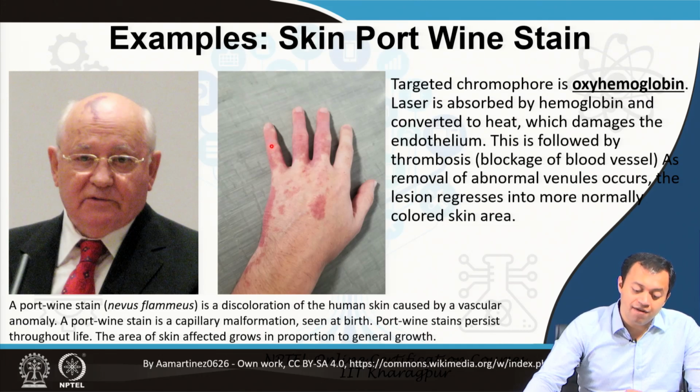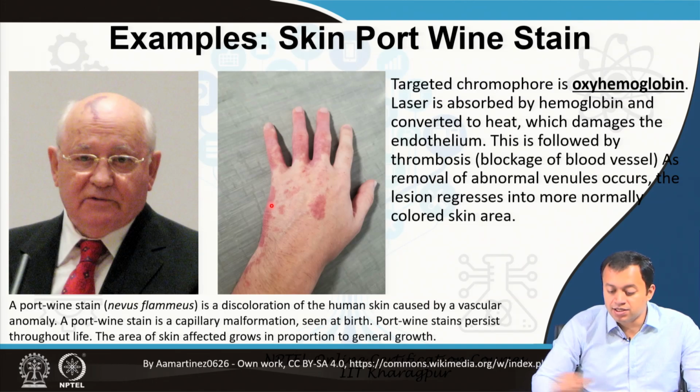Blood clot is forming after certain time. The blood clot is getting absorbed, and the capillary itself, those networks of capillaries that has formed here, body will absorb it by itself, or it can be excreted, depends on several different factors. So the removal of abnormal venules occurs, and the skin regresses into a more normally colored skin area.